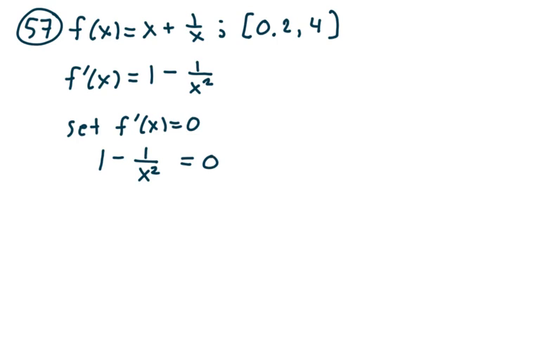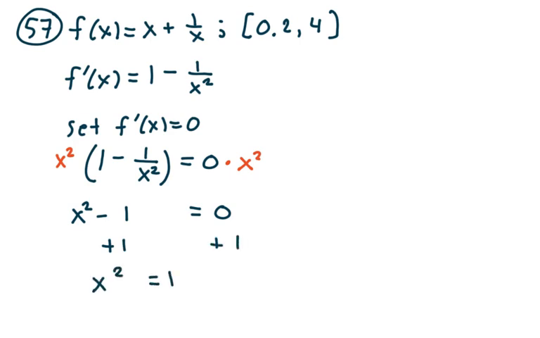Now, if you don't mind, I'm going to multiply through by x squared. Right? That clears the fraction. And so x squared minus 1 equals 0. Add 1 to both sides. And so we get x squared equals 1. But what does that tell me, though? That says x is 1 or x is negative 1.